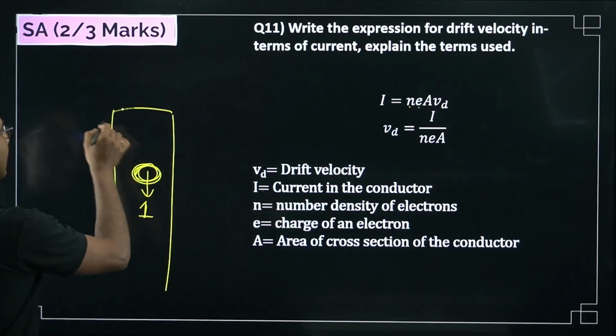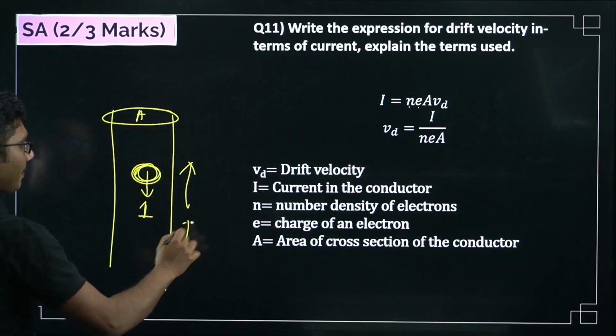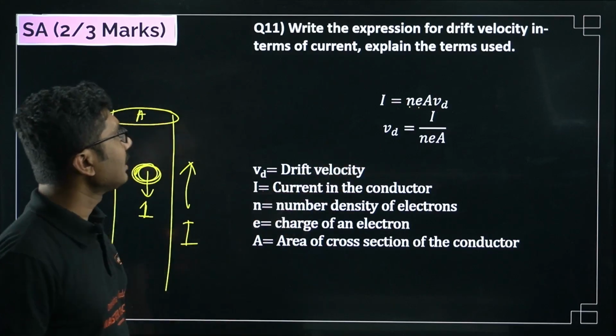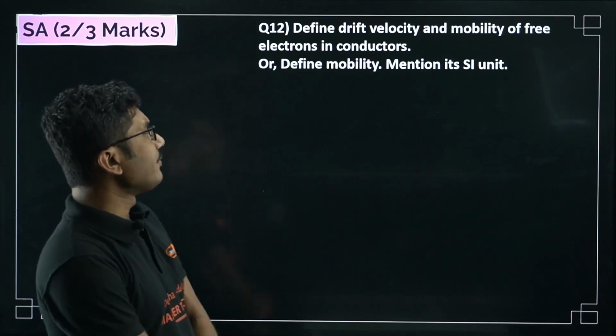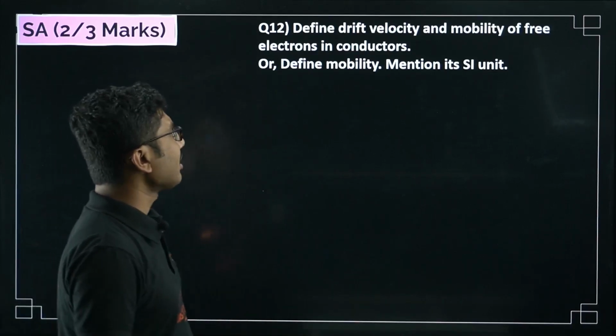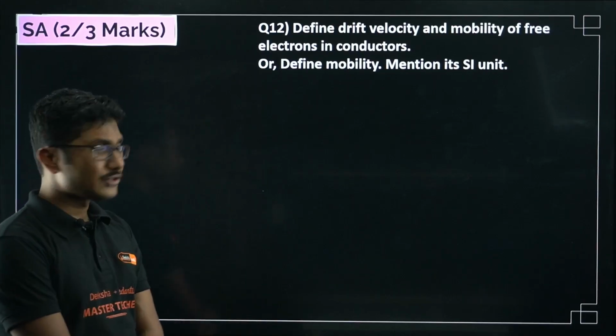So A is the area of the cross section through which current I is flowing. This is a very simple, easy answer. Define drift velocity and mobility of free electrons in conductors, or define mobility, mention its SI unit. So both are 2 marker questions.